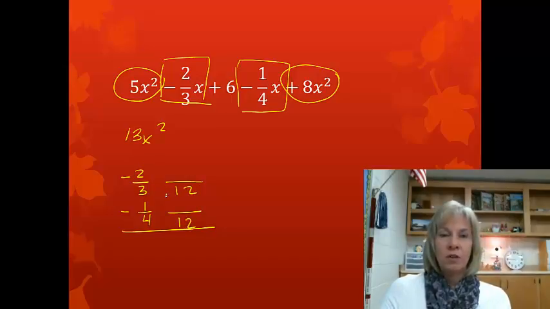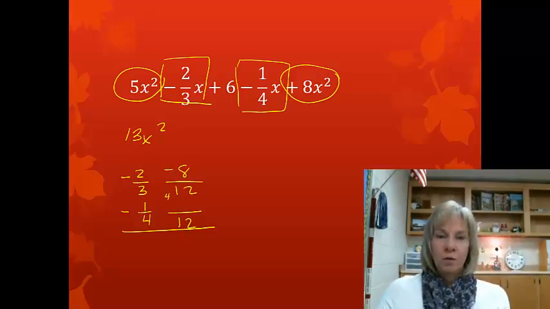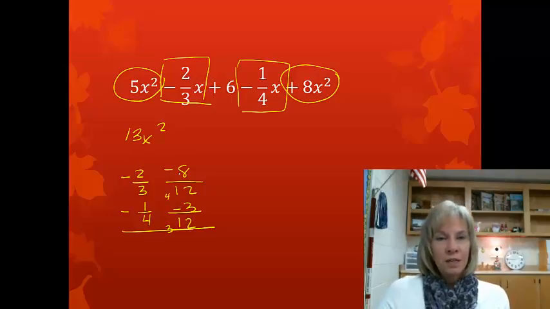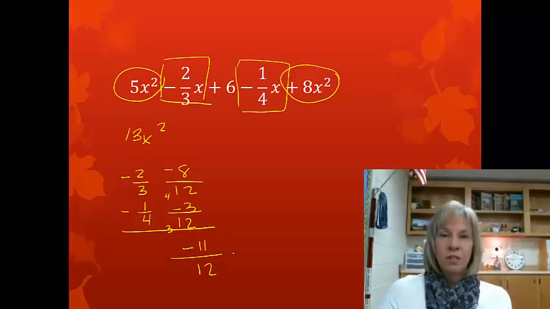3 goes into 12 4 times. 4 times 2 is 8. Let's put our negative. 4 goes into 12 3 times. 3 times 1 is 3. Now, I brought my negatives over here, so I was careful not to forget them. Negative 8 minus 3 would be negative 11/12. So this will be my x term.